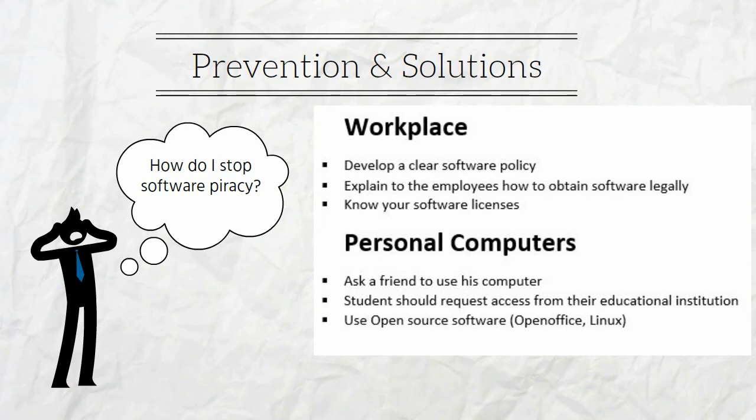Personal computers. If you don't have the software, you can ask a friend to allow you the use of his computer. If you're a student, normally your institution will have access to an academic alliance with software providers, for example, Terrain Spark. Another option is to use open source freeware software. Do a search online for a similar open source version of the software you need.